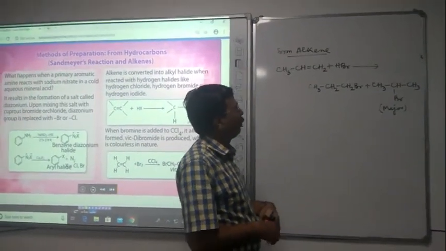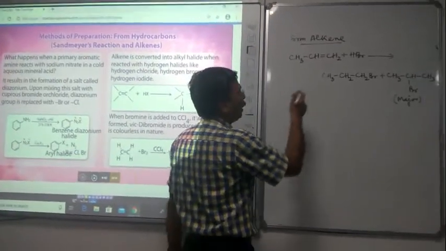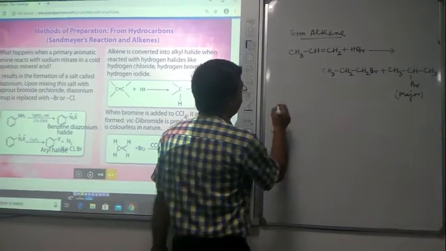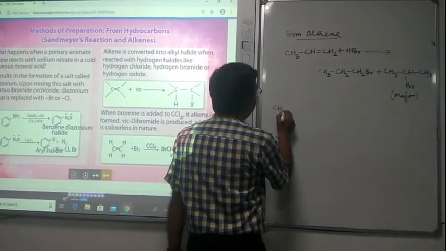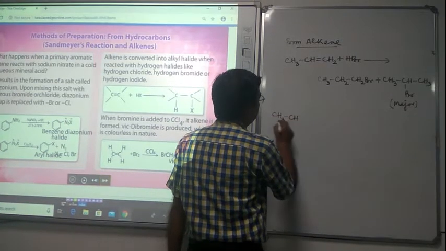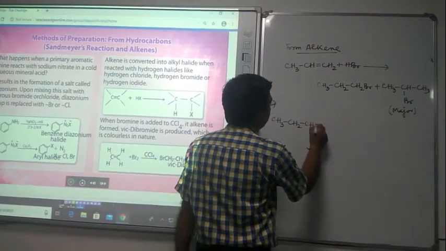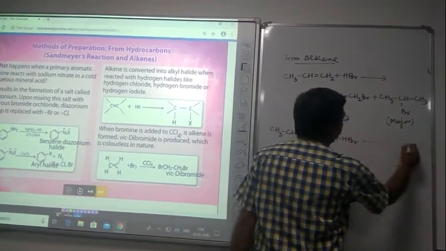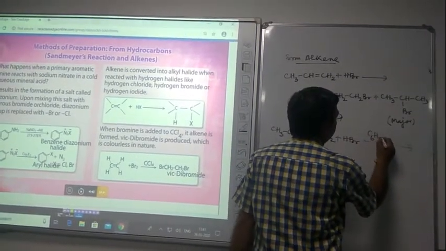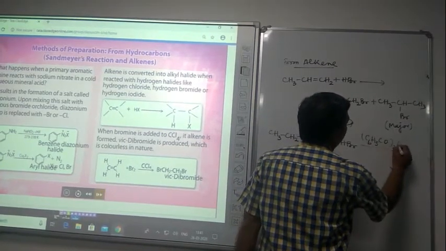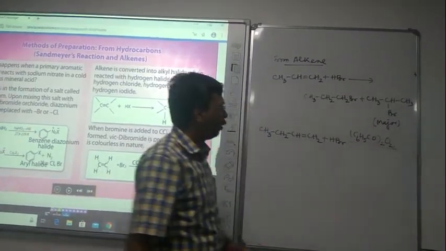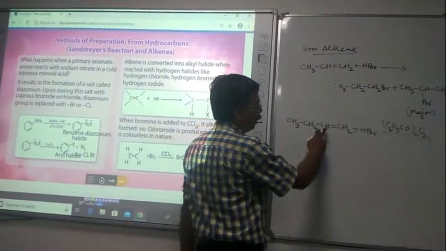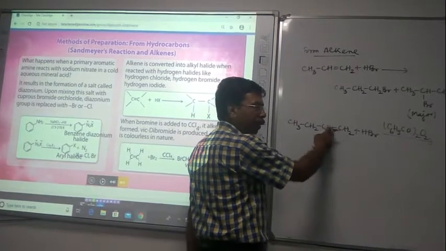And in this particular case, if we take the peroxide, in presence of peroxide, what will happen? Suppose same propene I will take, or let us take another example, CH3-CH2-CH=CH2. This is butene plus HBr in presence of peroxide, that is (C6H5CO)2O2. This is benzoyl peroxide. In presence of the peroxide, what will happen? Here also H and Br will be added across this carbon-carbon double bond.